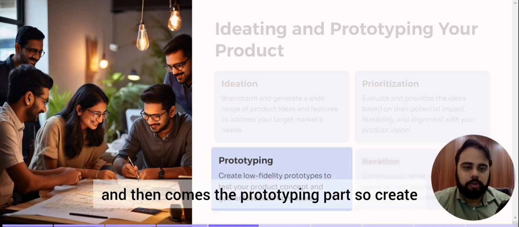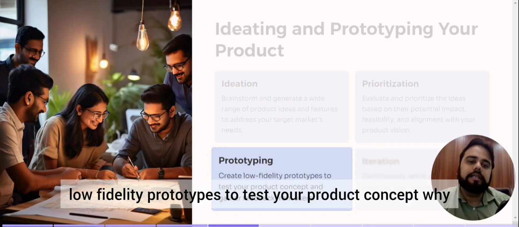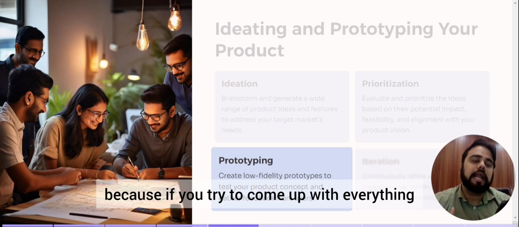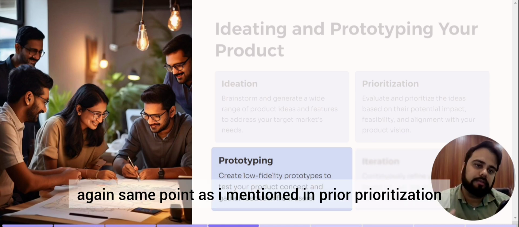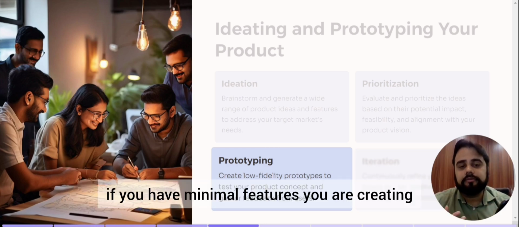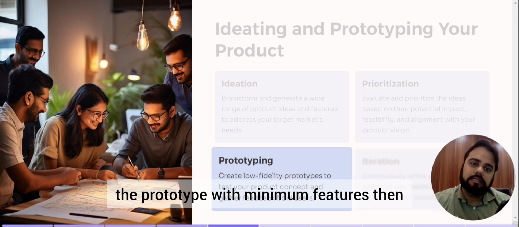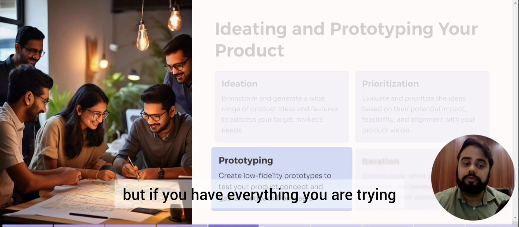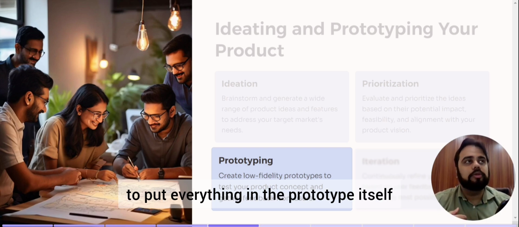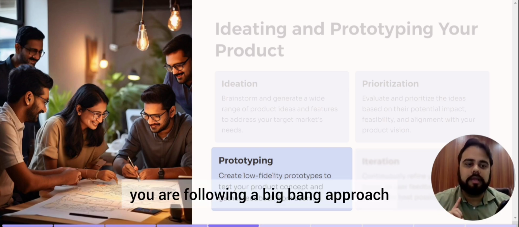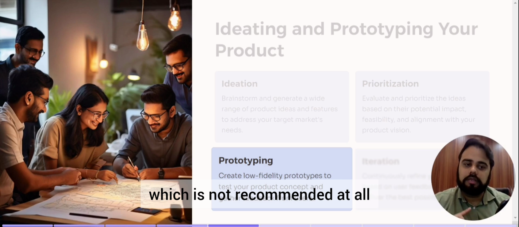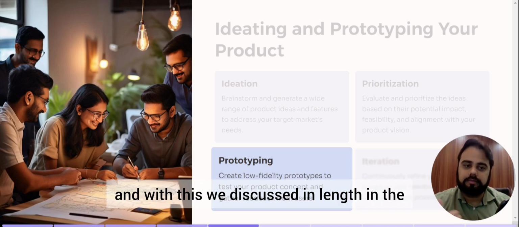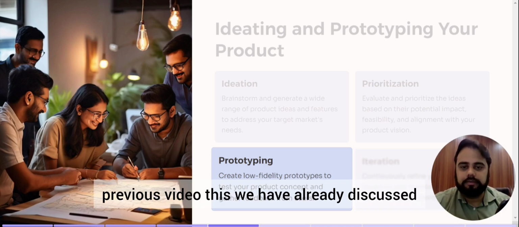And then comes the prototyping part. So create low fidelity prototypes to test your product concept. Why? Because if you try to come up with everything, again same point as I mentioned in prioritization, if you have minimal features, you are creating the prototype with minimum features, then you are definitely following the MVP approach. But if you are trying to put everything in the prototype itself, you are following a big bang approach, which is not recommended at all. And this we discussed in length in the previous video, right? This we have already discussed at length.